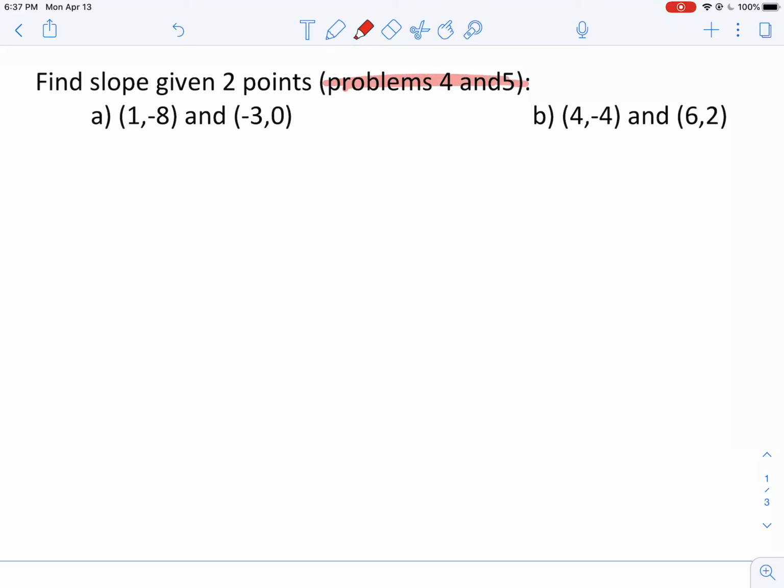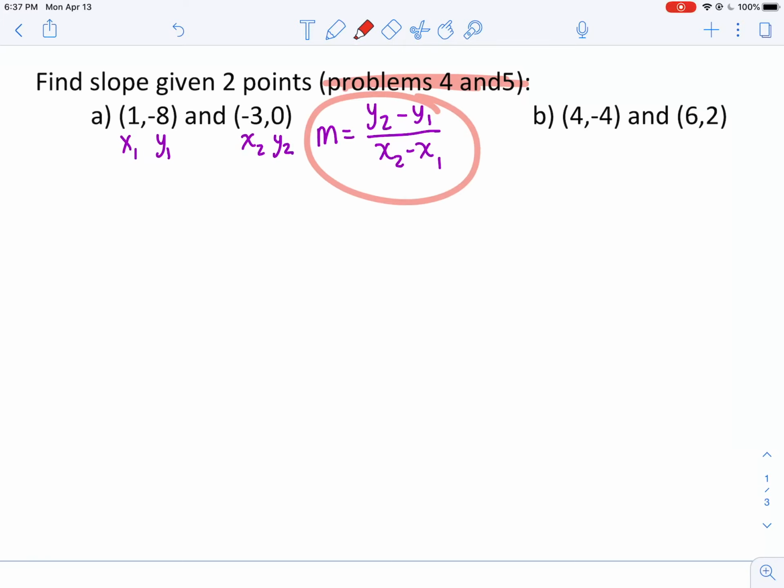Now, find the slope given 2 points. These are problems 4 and 5 on the video. When you're given 2 points, you want to use the formula for slope: m = (y2 - y1)/(x2 - x1), where you label your points every time: x1, y1, x2, y2. Now, you're going to take those values and plug them into the formula that I just circled there. So here we go. y2 goes in the y2 spot, minus y1 goes in the y1 spot. So it's going to be 0 minus negative 8.